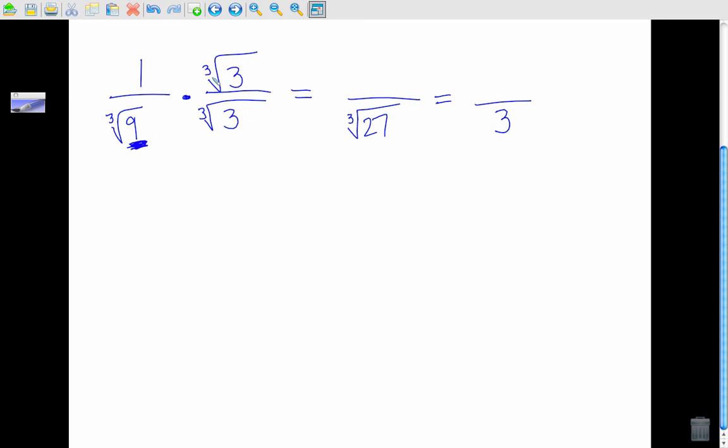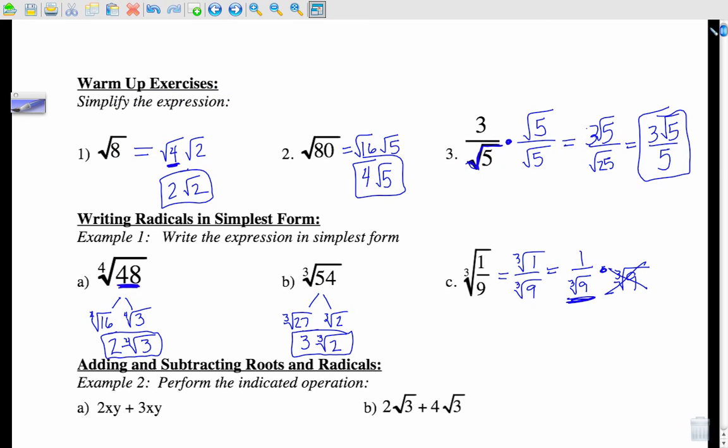So how do I get 9 to be 27? I have to multiply by the cube root of 3 over the cube root of 3. 1 times the cube root of 3 is the cube root of 3. 9 times the cube root of 3 right in here gives you 27. That turns into 3, and this will just follow it because you can't reduce. And now I have successfully taken the radical out of the denominator.